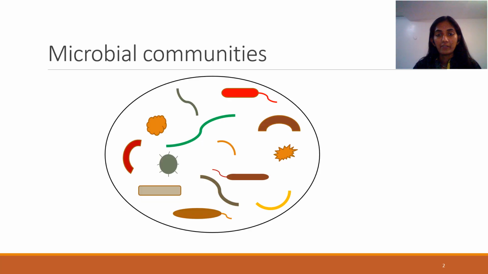Microbes are present everywhere on the planet. Microbial species do not exist alone in nature. They form communities and survive by interacting with each other. Depending on the types of species present in the community and also on the environmental factors, the members of the community exhibit competition and cooperation.